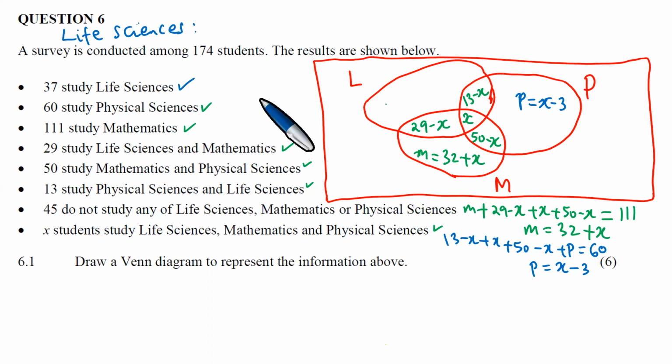Okay, now life sciences folks would be this plus that. We call this small l, for those who only do life sciences, but some do life sciences and math, life sciences and physics. So which means that you're going to have 29 minus x. We add x. We add 13 minus x. And then when you add all these, the 29, the x, and the 13 minus x, the result must be life sciences total, 37.